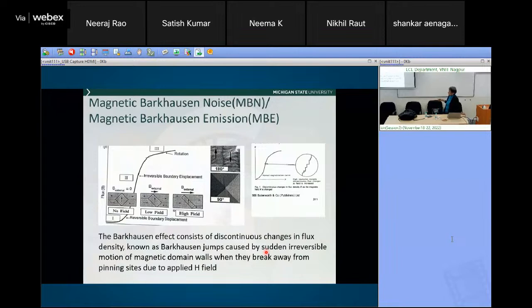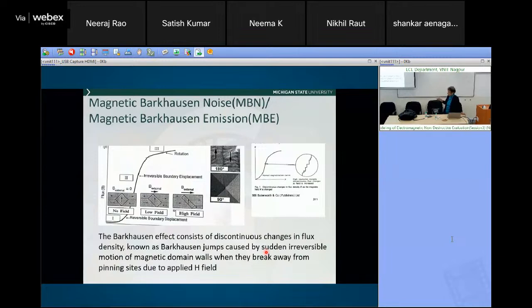So the Barkhausen effect consists of discontinuous changes in the flux density. It's the same based on this hysteresis curve. And those are due to jumps in the domain walls. And they give rise to, it's almost, you can hear it. You can hear the clicking sound. And that's the Barkhausen emission.